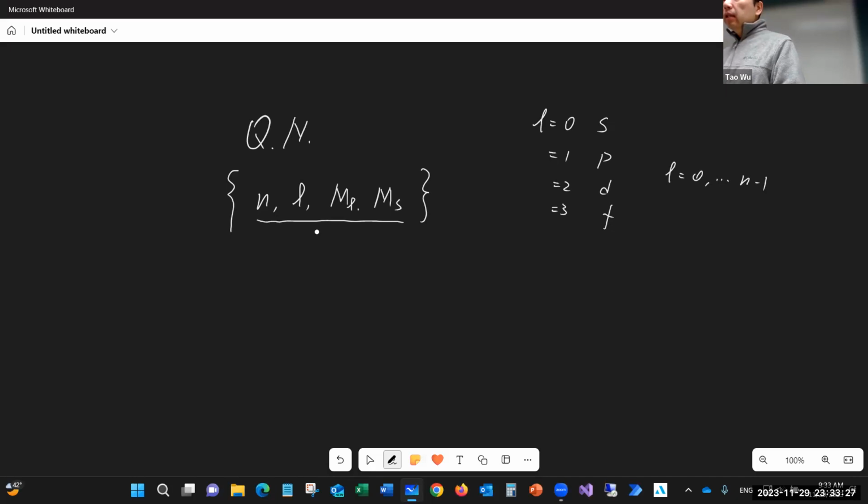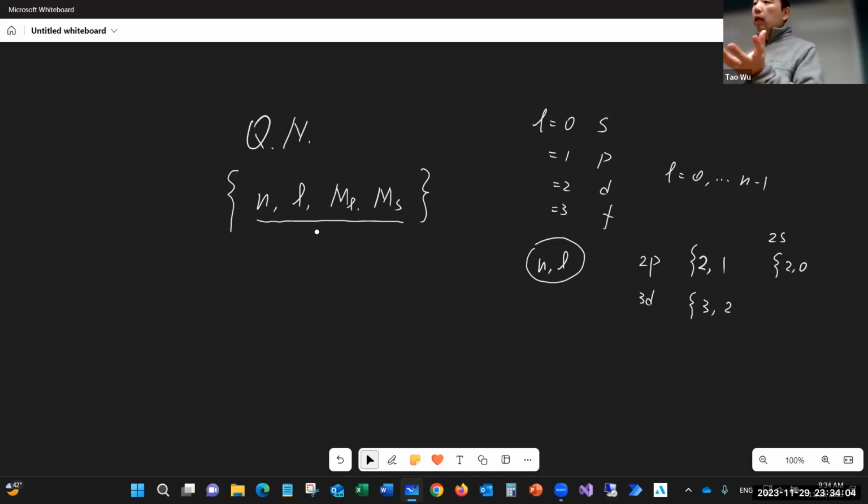Okay. Then if we have n and l all together, this gives us a subshell, right? Like a 2p or 3d. For 2p, n is just 2 and l is 1. So 2 and 1 is 2p. And 3d is a 3 and a 2. If we talk about 2s, then that means it's 2, 0. This is 2s. So the first and second quantum numbers tell us what subshell it is.